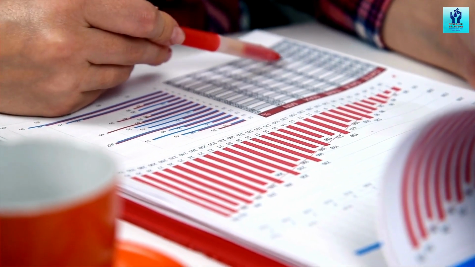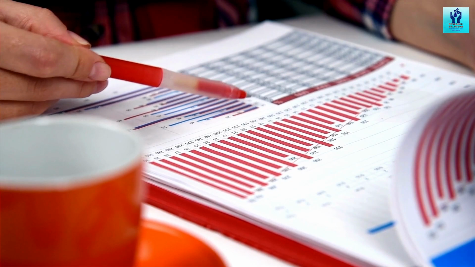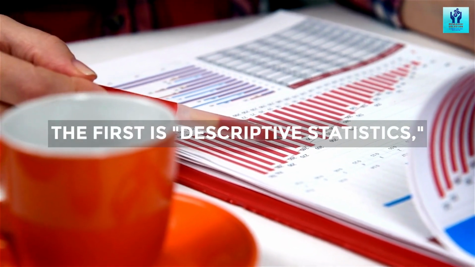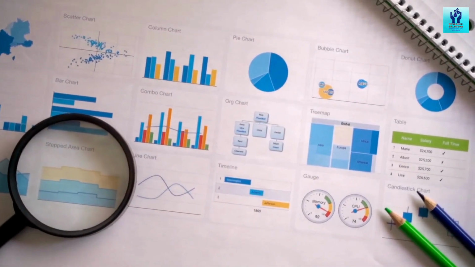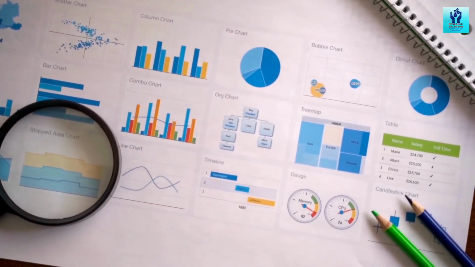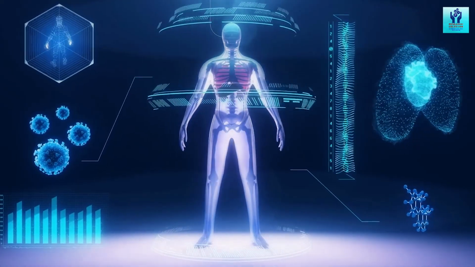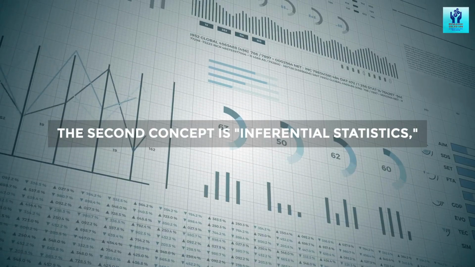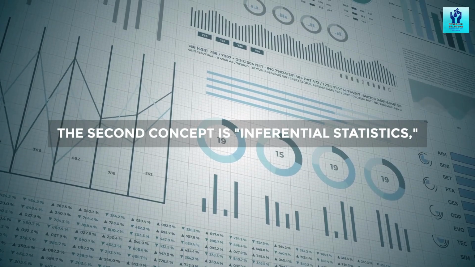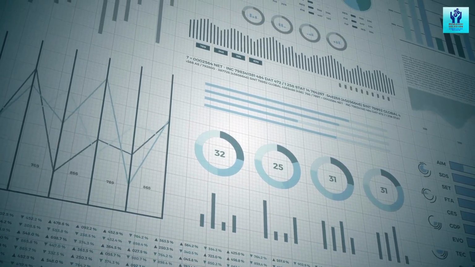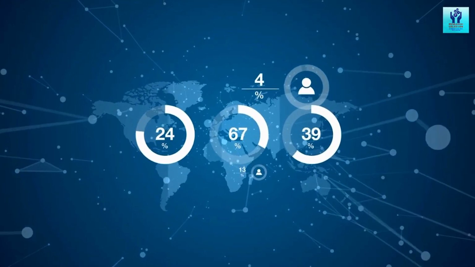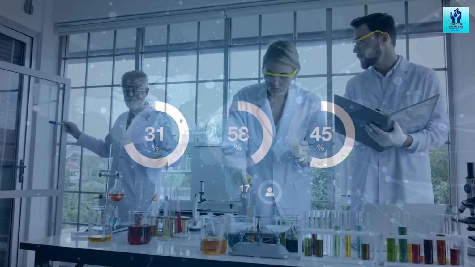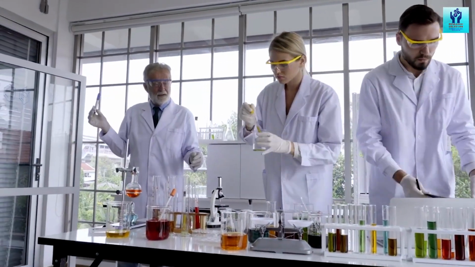Key concepts of statistical analysis. Statistical analysis is built on key concepts. The first is descriptive statistics, which involves summarizing and describing data using measures like mean, median, and standard deviation. It gives us an overview of the data. The second concept is inferential statistics, which goes beyond the data at hand. It allows us to make predictions or draw conclusions about a larger population based on a smaller sample. This concept is often used in scientific research and surveys.